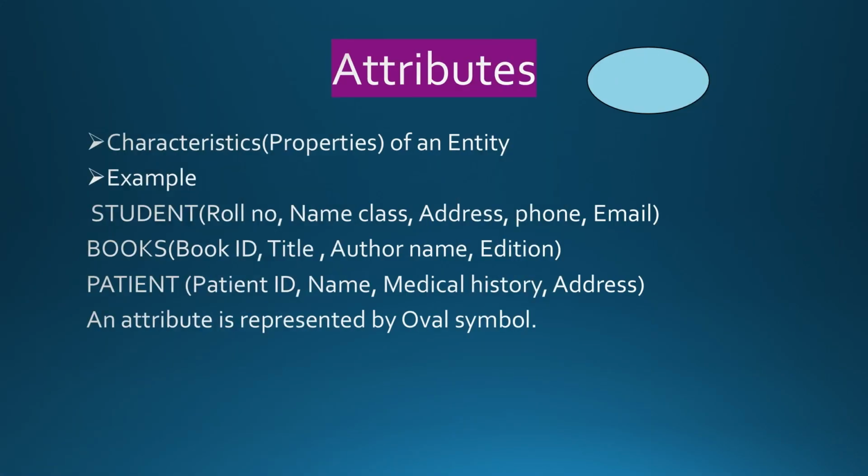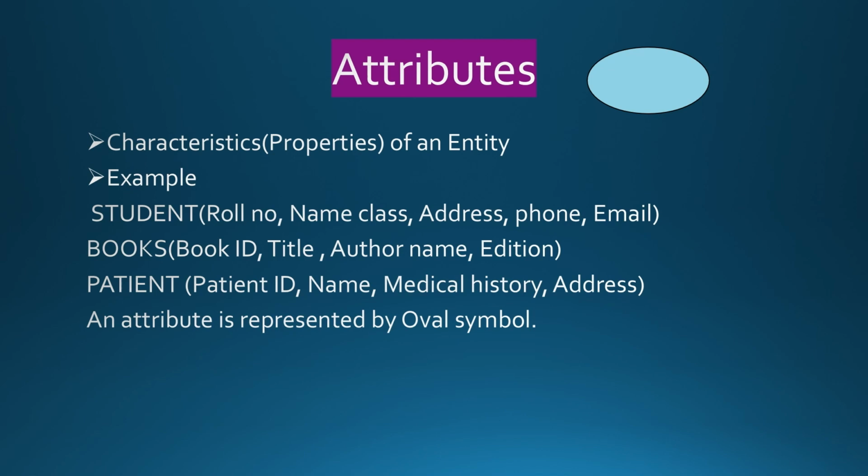We come to the attributes. What are the attributes? Attributes are characteristics or properties of an entity. Like for student: roll number, name, class, address, phone, email. These are the different attributes of student. Here the entity name student is mentioned outside the parenthesis and within the parenthesis attributes are written.